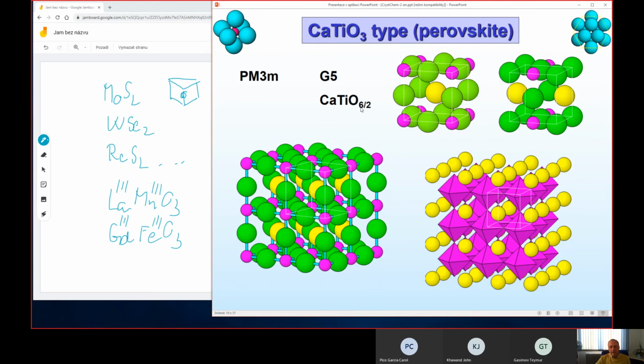The small cations are 6-fold coordinated, while the anions are only 2-fold coordinated. This anion is coordinated by 2 small cations. But the large cation is 12-fold coordinated: 4 atoms here, 4 atoms here, and 4 atoms here.